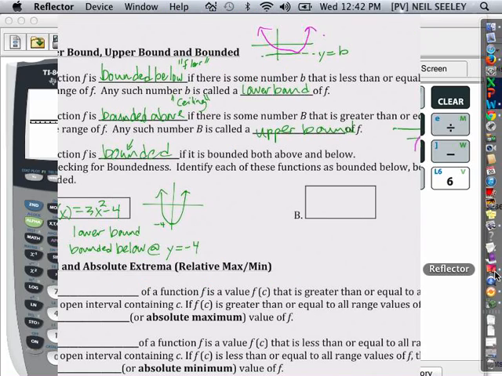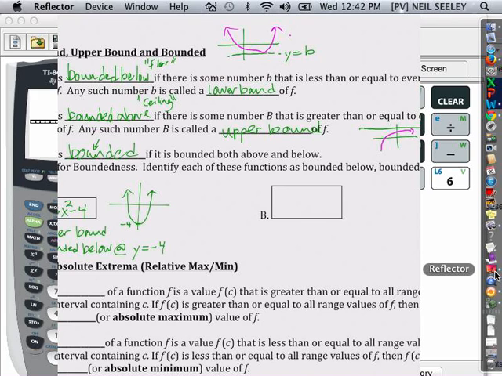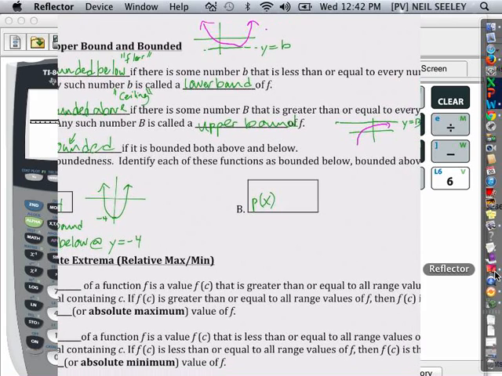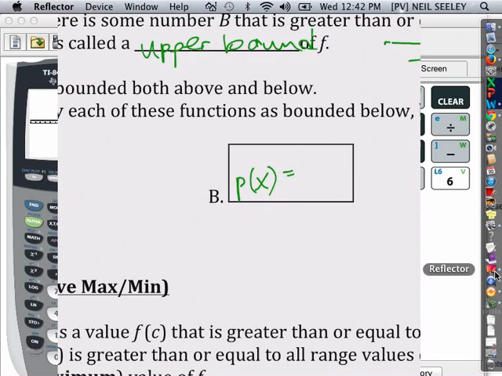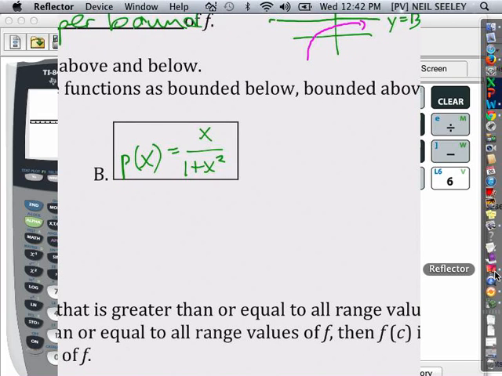Next, let's do something a little more entertaining. P of x is x over 1 plus x squared. That one, this graph is awesome. Gotta check this out on the graphing calculator. So we're gonna take a peek. I'll sketch it here, but go over here.